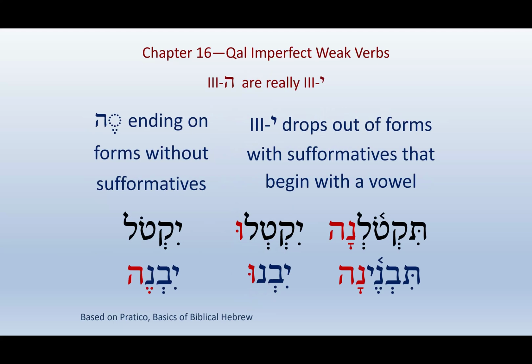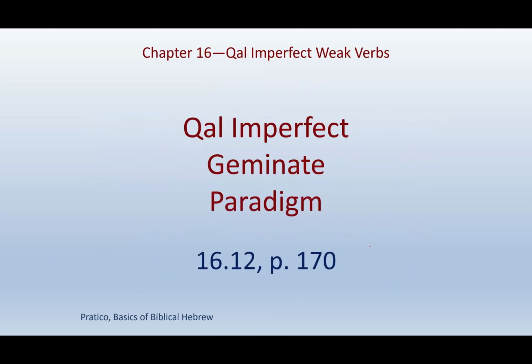So the 3 heys are really 3 yods, and the segol hey ending is on forms without subformatives, and the 3 yod drops out with subformatives that begin with a vowel. So we have the u ending. We don't get the yod. Whenever we have, but this one, we don't have a vowel ending. We have a na, and so the yod stays. So those are the 3 rules for the 3 heys.